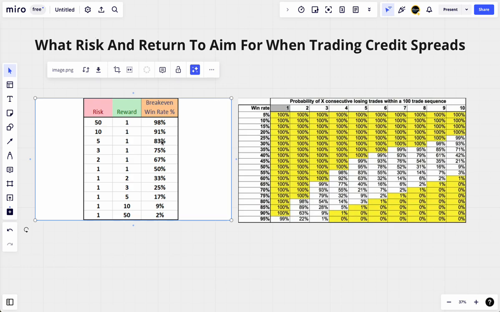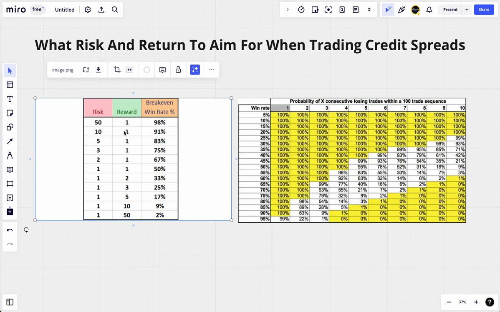Now, if I'm trading with a 95% win rate, I want anything below a risk of 10 and a reward of 1. Anything below this will yield a super positive long-term return, right? Anything above 20, I would be losing money because I have a 95% win rate. Okay, so that's ideally what we're looking for. It's our risk to return.